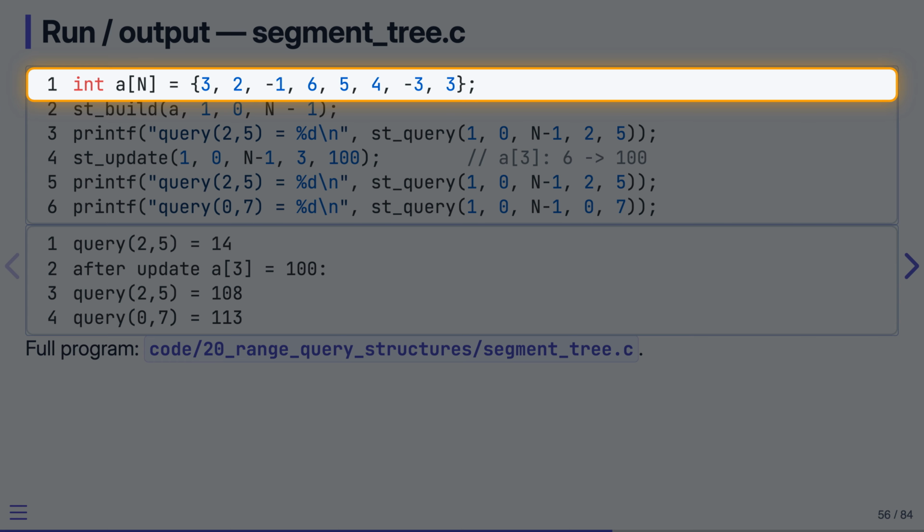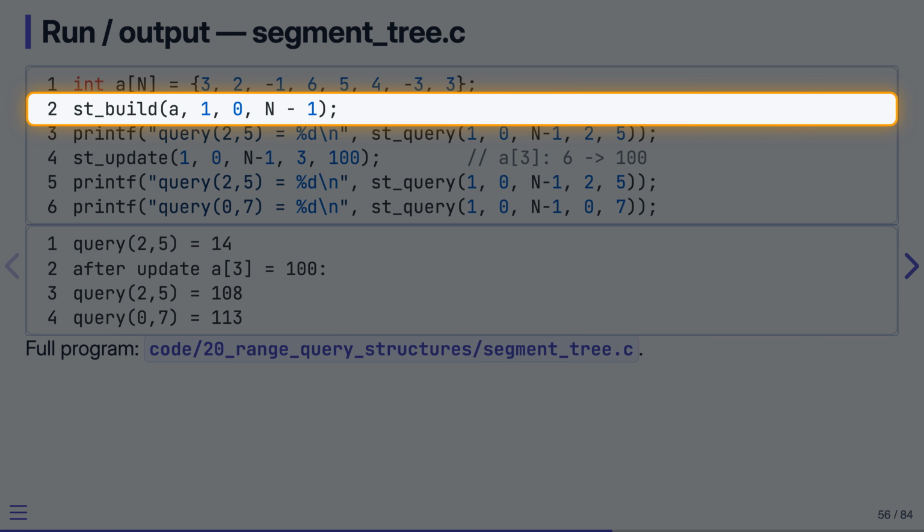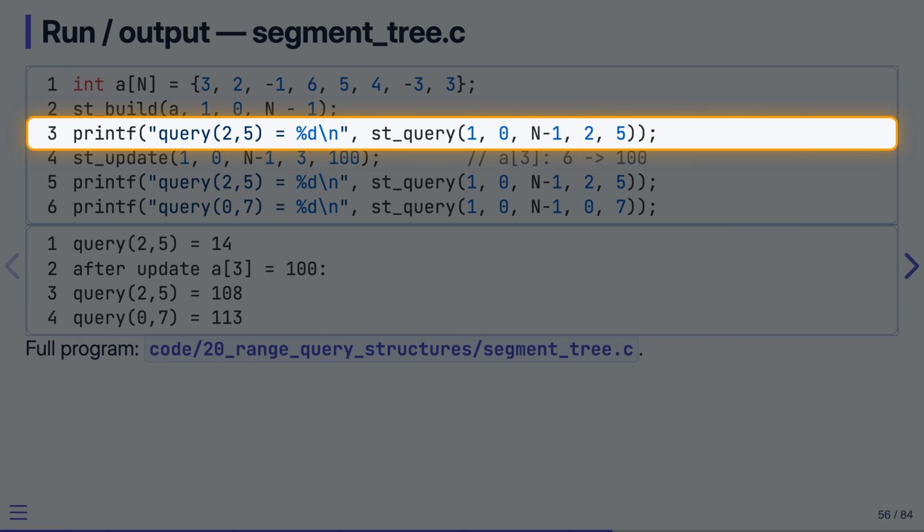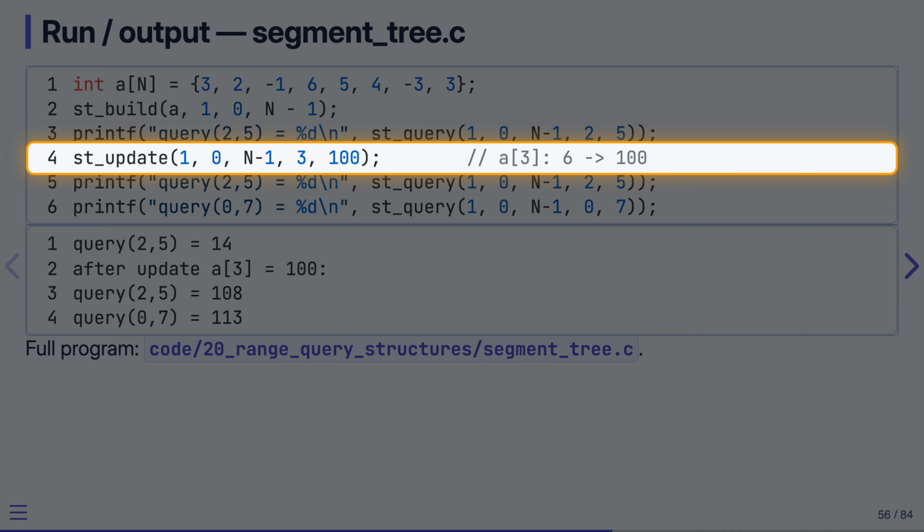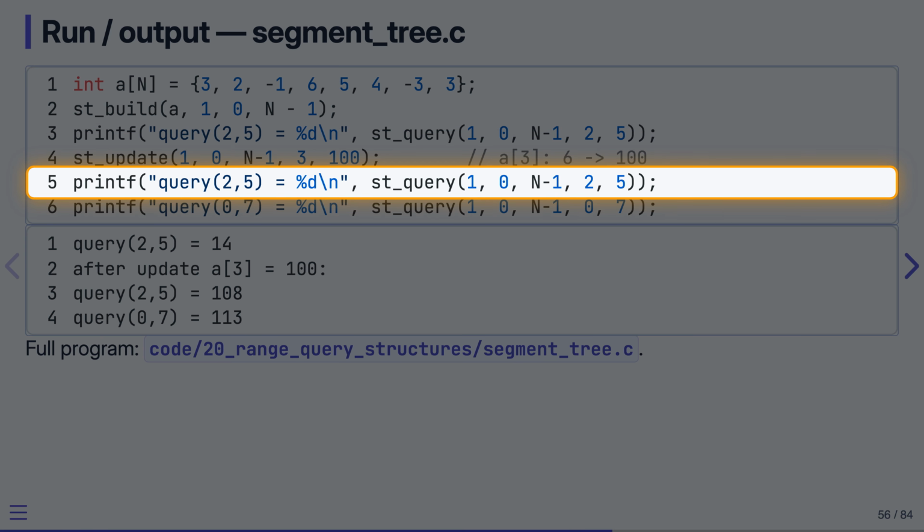Let's run the segment tree. We use the same 8 numbers as before: 3, 2, -1, 6, 5, 4, -3, 3. First, we build the tree. We call seg build starting at node 1 over the range 0 to n-1. Then we ask a range query. We print the query of 2 and 5. Next, we change one element. We call seg update to set index 3 to 100. Its old value was 6. Then we query again. We print the query of 2 and 5 once more, and also the query of 0 and 7, the whole array.